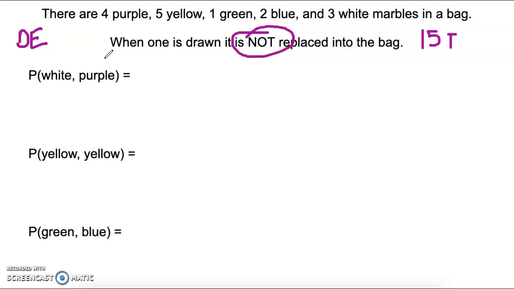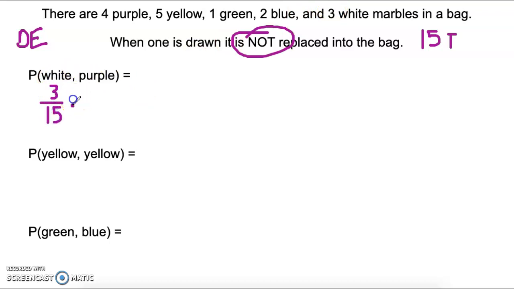Okay? Remember, when we do this, we assume that the first event was successful, and I'll explain more when we do these problems. So for this first one, what's the probability of drawing a white marble, then leaving it out of the bag, and then drawing a purple marble? So event A is still the same. The probability of drawing a white marble, there are 3 white marbles, and there are 15 total marbles.